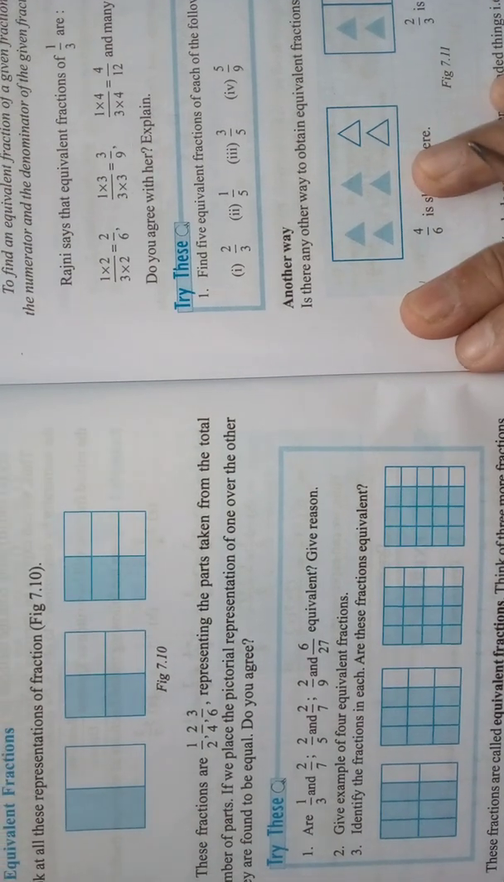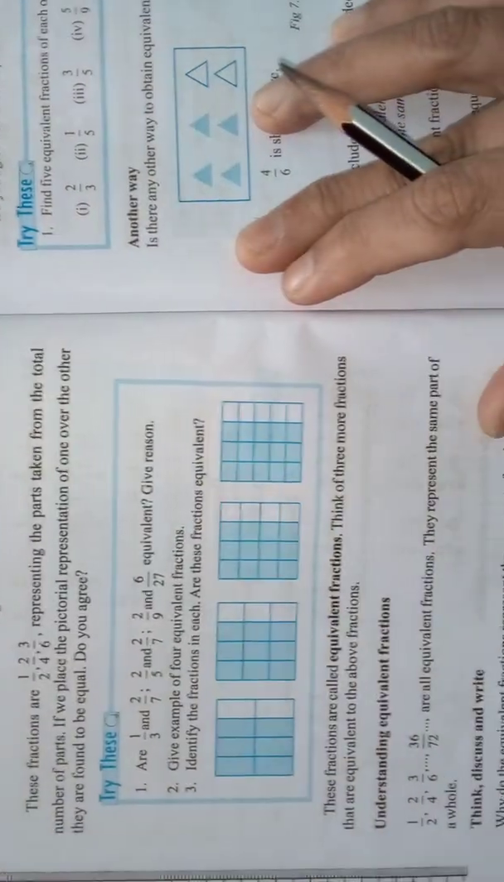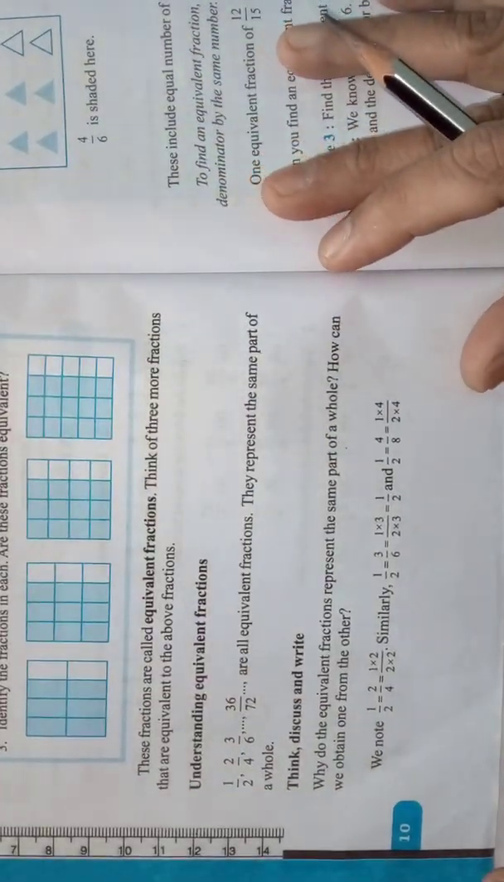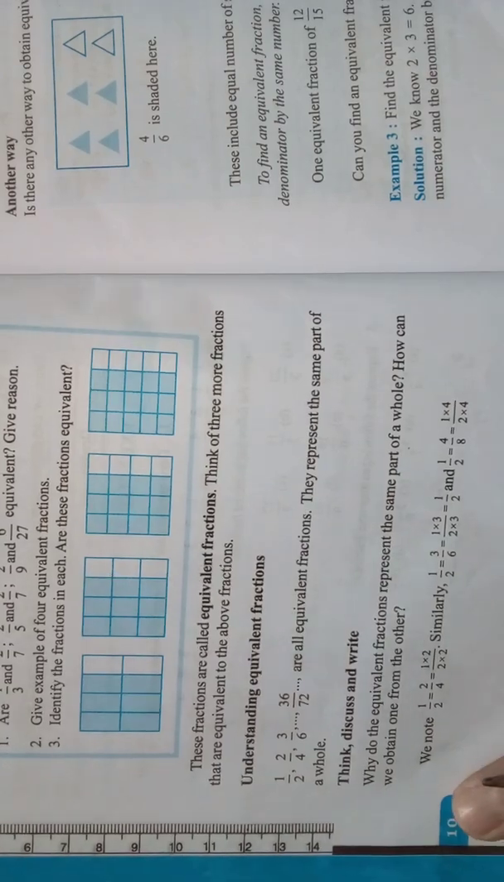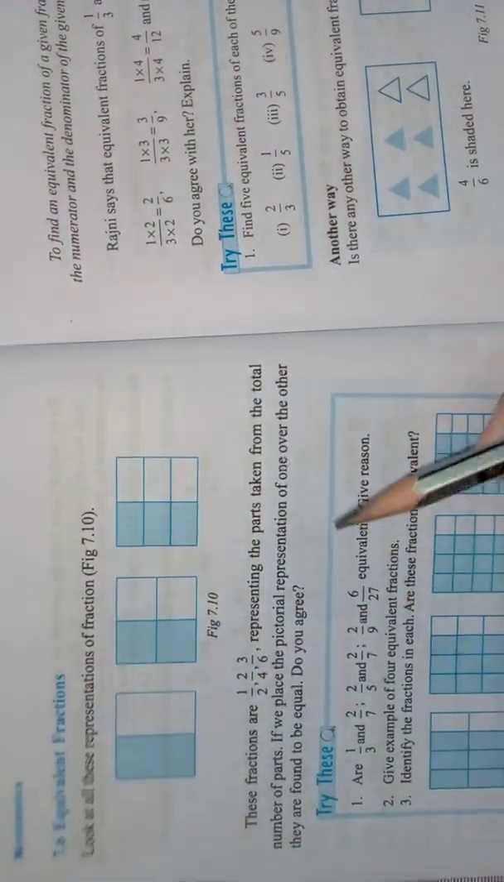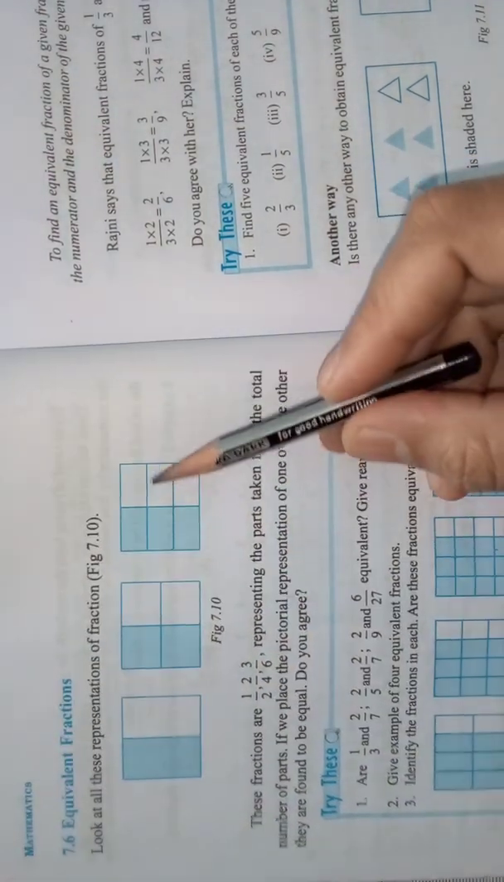Welcome children, come we will see the next topic in our chapter 7 fractions. Take your textbook, take page number 10, page number 10. Look here, now we are going to learn about equivalent fractions. Look at this.